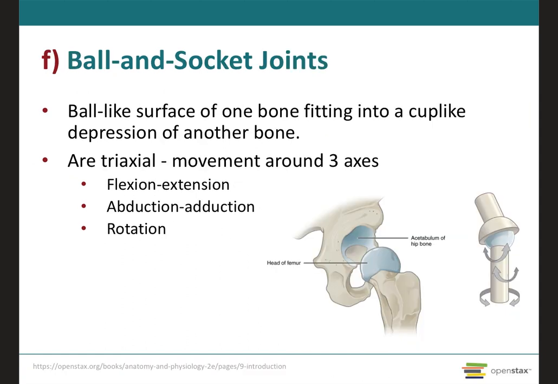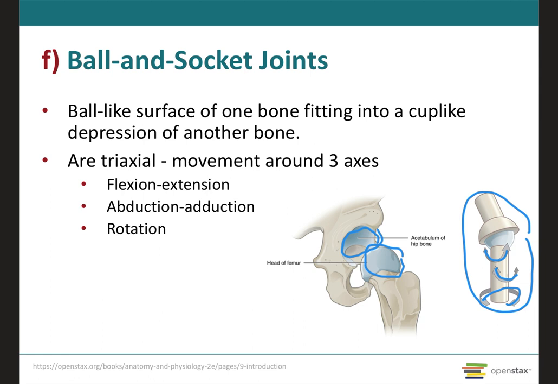Lastly, we have what we call a ball and socket joint, which will consist of this ball-like surface of one bone that will be fitting into a cup-like depression of another bone. These joints are going to be triaxial, meaning that they will permit the movement around three different axes. Therefore, it can perform flexion, extension, abduction, adduction, and rotation. Examples of the ball and socket joints are going to be the shoulder and the hip joint.